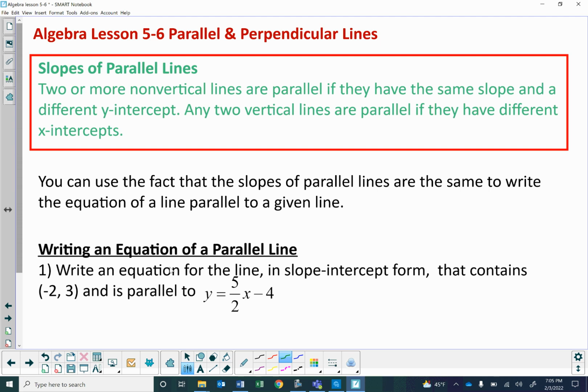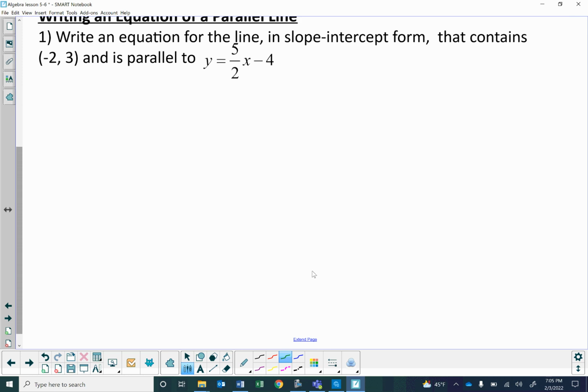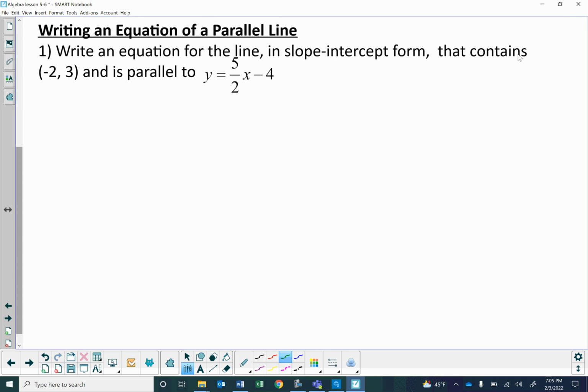Let's take a look at this first question: writing an equation of a parallel line. Write an equation for the line in slope-intercept form that contains the point (-2, 3) and is parallel to y equals 5/2 x minus 4. The first thing I'm going to do is pay attention to the fact that it has to be parallel to this equation. The slope of that equation is 5/2, which means my line will have the exact same slope, and I'm going to go through the point (-2, 3).